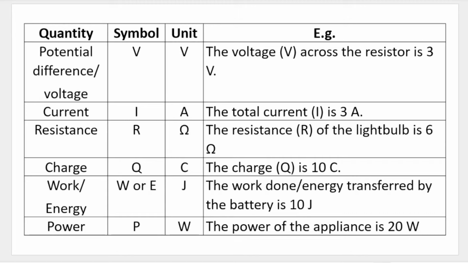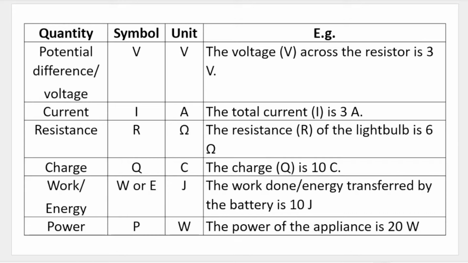So you can see, for example, current. The symbol for current is I, but the unit is amperes, A. So there's a difference between symbol and unit. And the reason I'm putting this on the screen is because some grade 10s, even some grade 11s, and even some matrics get confused between symbol and unit. So that's why I put an example there for each of them.